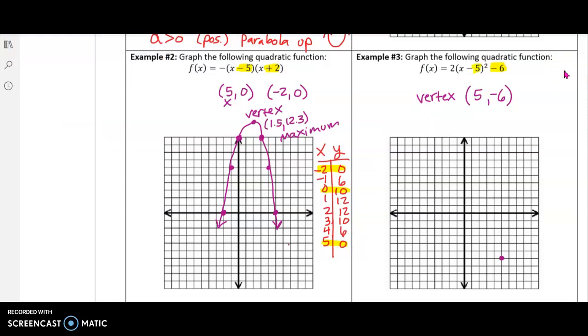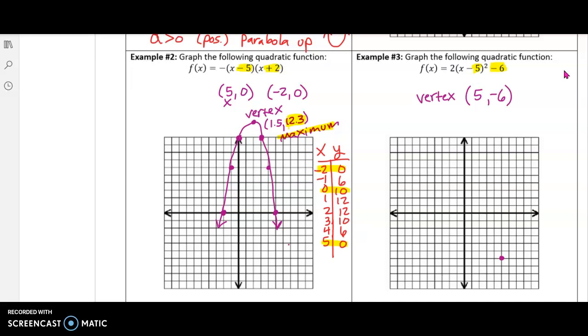So you can see that I have labeled the vertex as 1.5 comma 12.3. And remember, if it ever asks you for the maximum, it's really asking for how high is it going. They only want one number, the y value. So the maximum is not the point. It is just the y coordinate of that point. Our maximum is at 12.3.